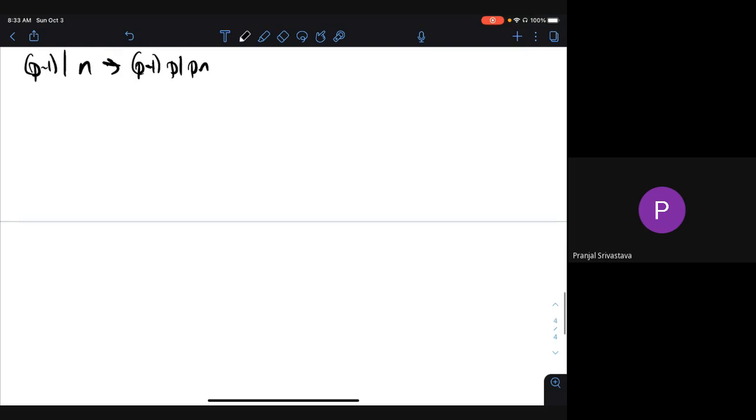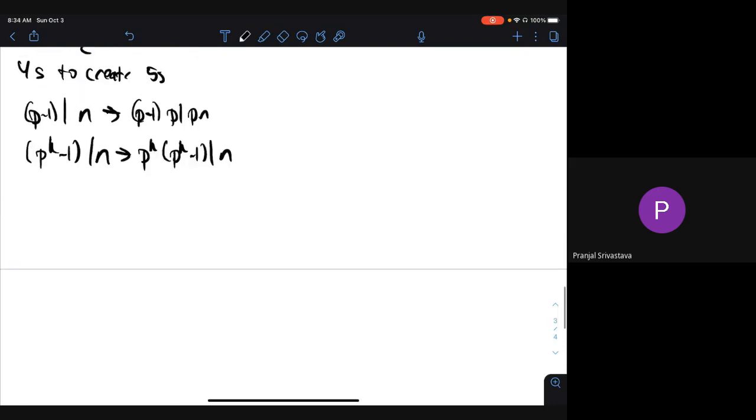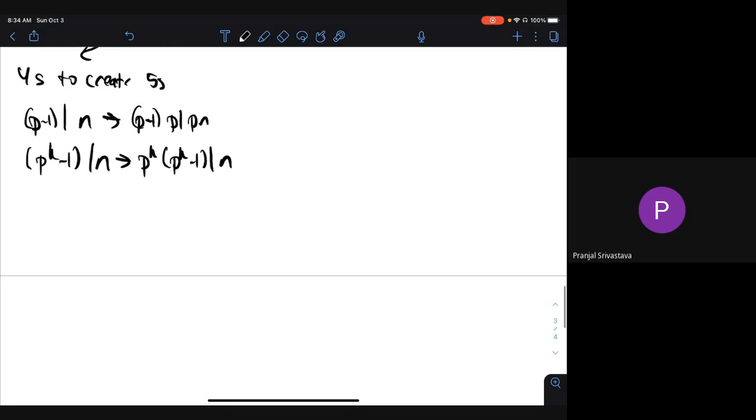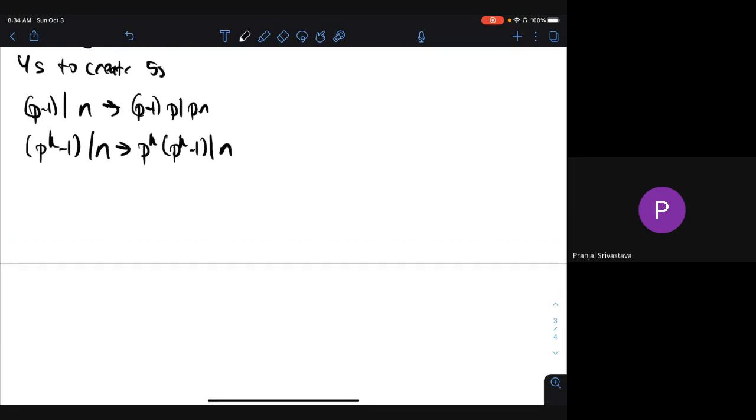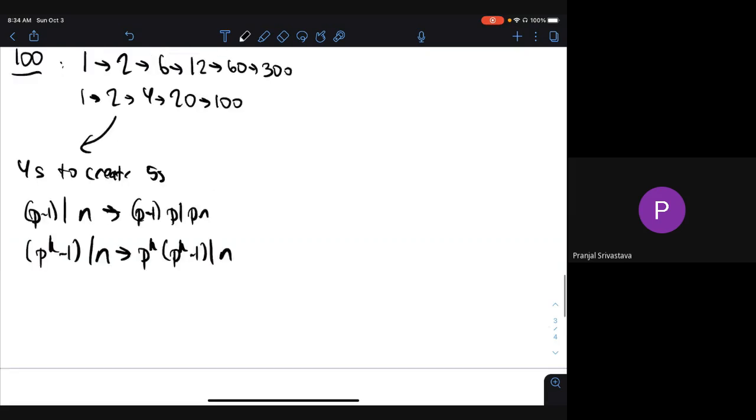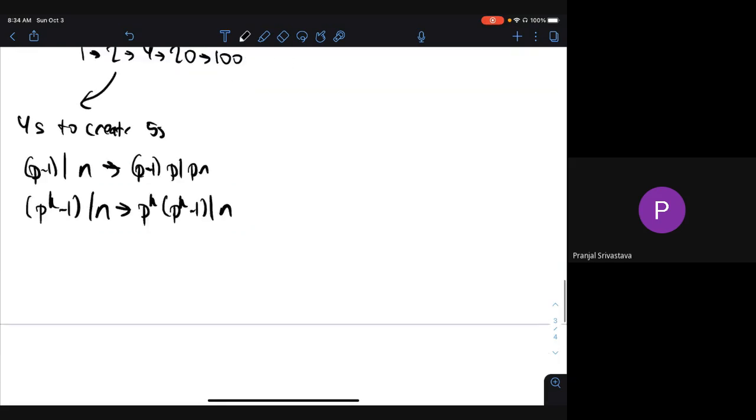But we would also like to be able to do something even more general. So the next thing we'll try to do is go from p to the k minus 1 divides n to p to the k divides n, but we'll get to that soon. So where you can go from p minus 1 divides n to p minus 1 times p divides n. So just keep this in mind for the future.